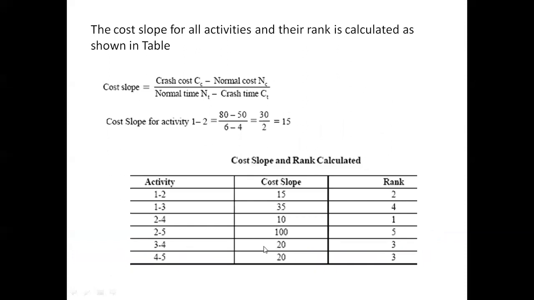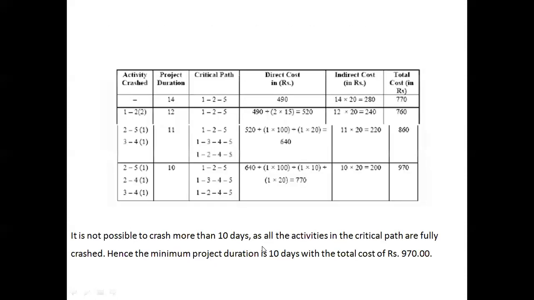This 3 to 4 can be crashed by 1 day, so that the project duration will become 11. So 3 to 4 is crashed by 1 day. So 1 into 20, that is, the cost slope is 20 for activity 3 to 4. So 20 will be added to this 620 and will become 640.